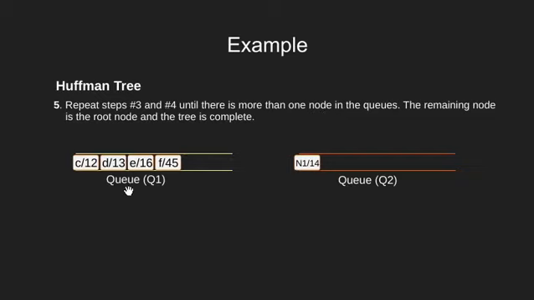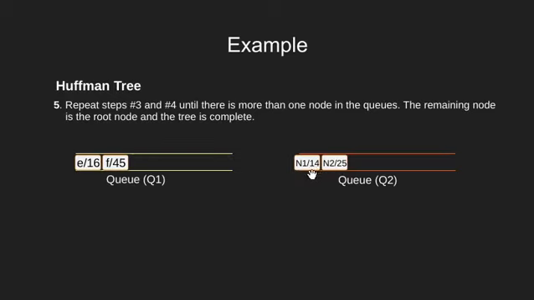So, the third step was to dequeue two nodes with minimum frequency. We look at both the queues. Here, C has lesser frequency than N1, so we dequeue it. Again, D has lesser frequency than N1, so we dequeue it. Now the fourth step was to form a new internal node. We form new node N2, add lesser frequency node C to its left and greater frequency node D to its right. Assign its frequency as the sum of the frequencies of C and D. And finally, enqueue it to Q2.